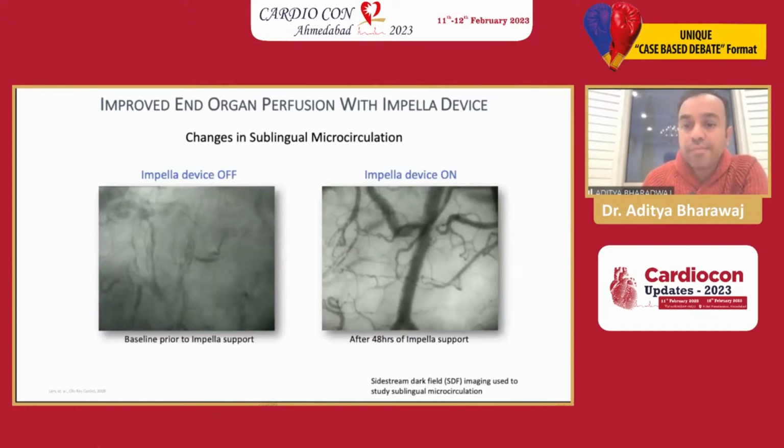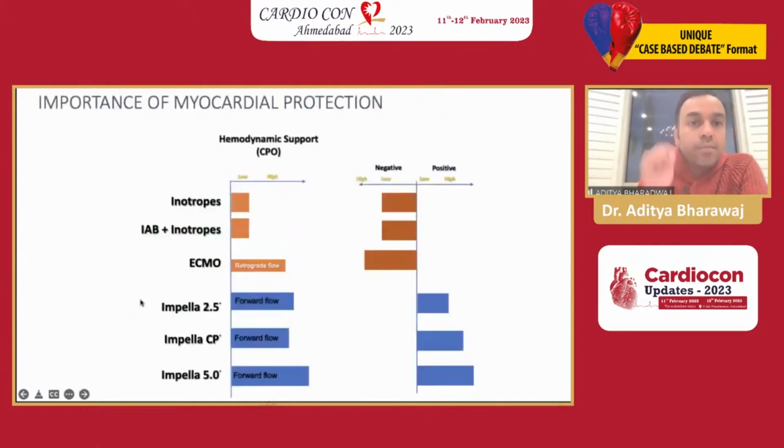So this is a pretty nice illustration of how Impella improves end organ perfusion. And this is what is called side stream dark field imaging. And this actually looks at the sublingual circulation. So this is the sublingual circulation in a patient with the Impella device turned off. And after 48 hours of support, you see how Impella has improved the end organ perfusion, recruited all these capillaries, and there's nice robust flow in all the different branches.